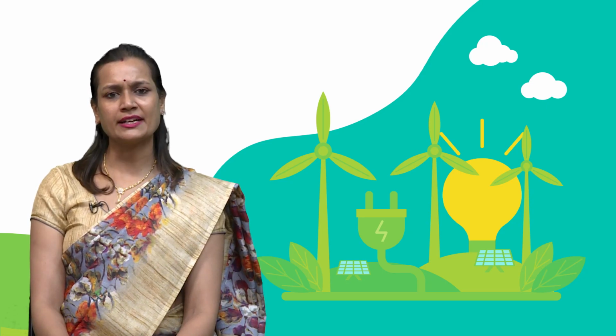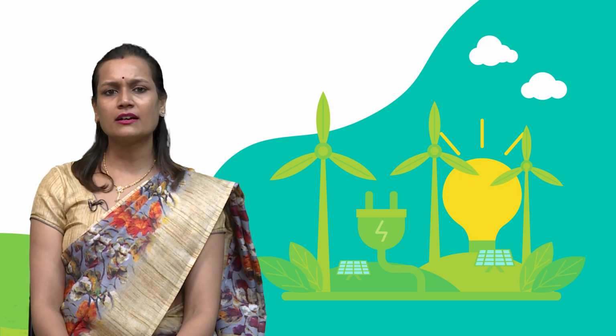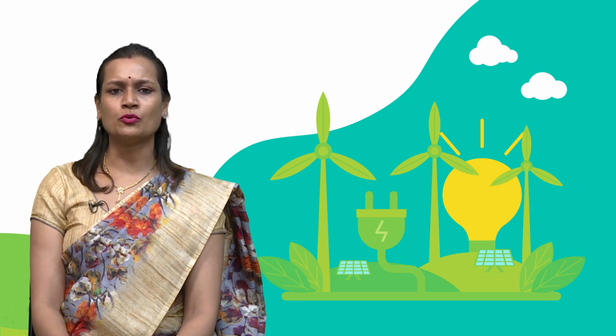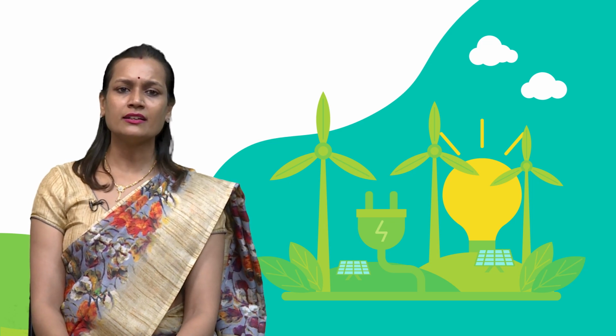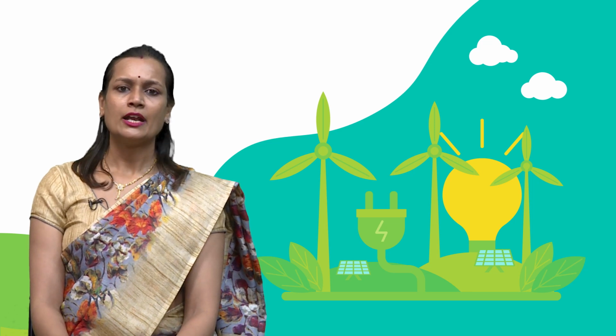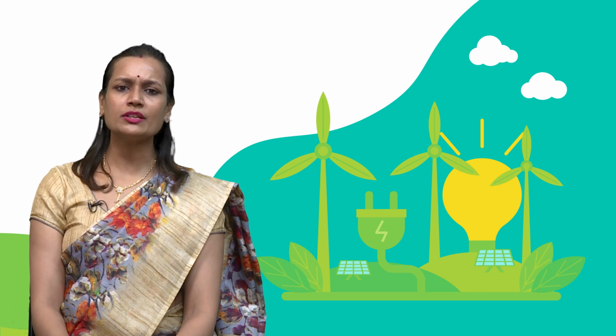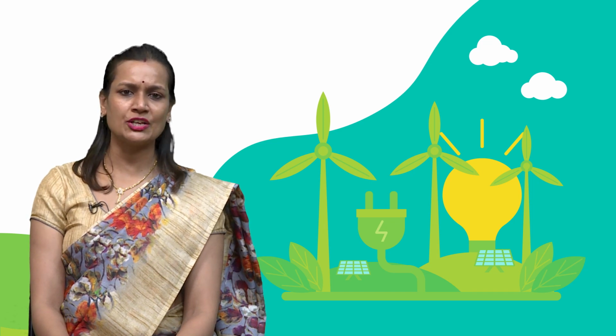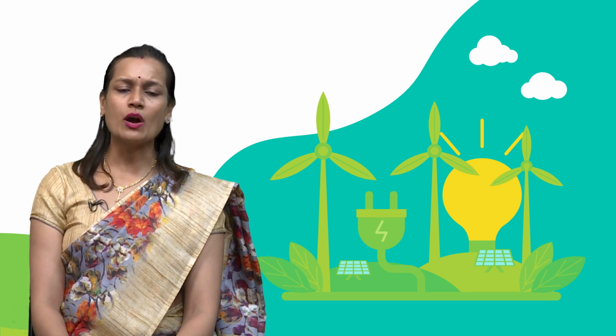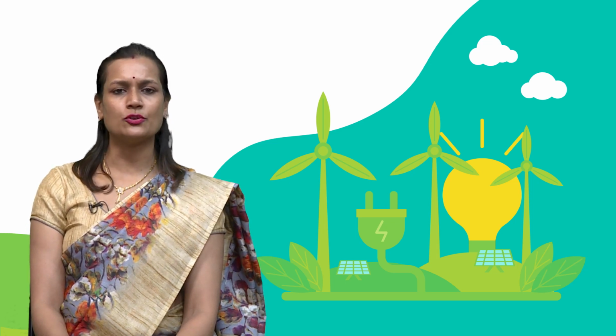Number 1, spring tides. Spring tides occur during the full moon and new moon phases, when the sun, earth and moon are aligned in a straight line. During a spring tide, the gravitational forces of both the moon and the sun reinforce each other. This leads to higher high tides and lower low tides than usual.